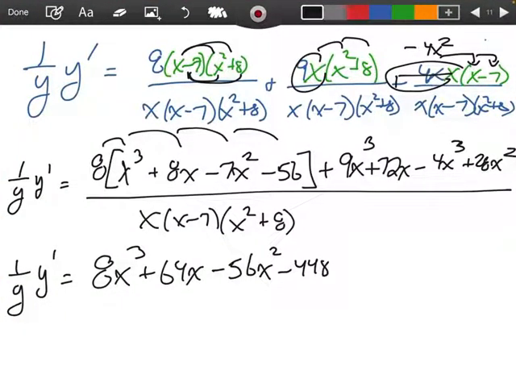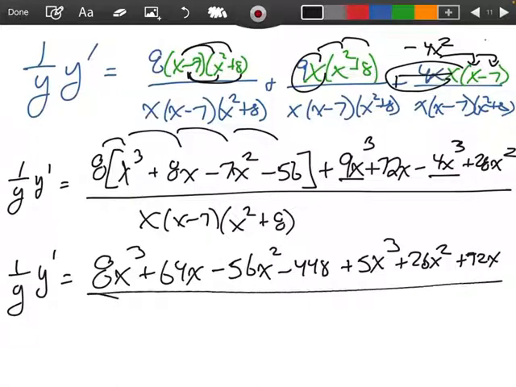Minus 448, okay. And then I can go ahead and combine these since we're already here. That's a 5x to the third. And then I have a plus 28x squared and a plus 72 with an x. Okay. All over x, x minus 7, x squared plus 8.